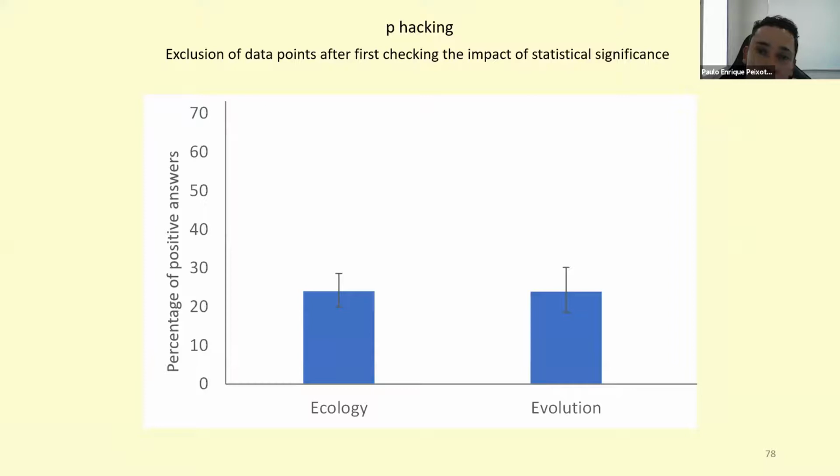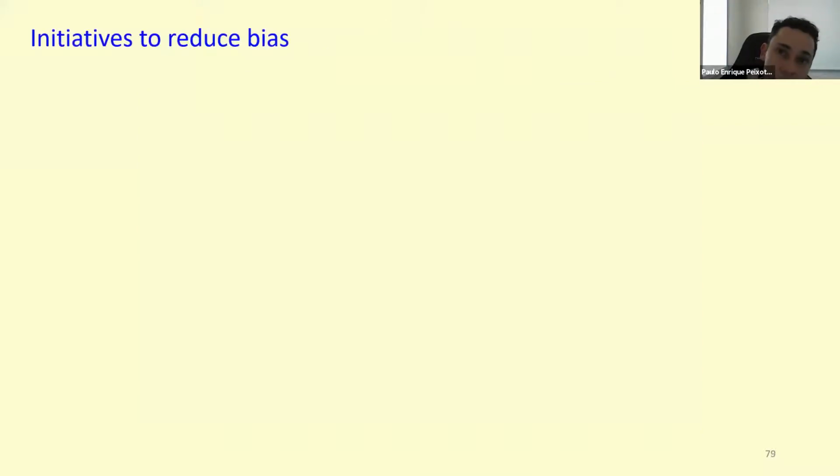So again, this means that to publish an article, we may be doing science in the wrong way. And this is a big problem, okay? Because if we want to provide explanations for different phenomena, we are producing false explanations, okay? I hope you are able to see this because this is very worrying, okay? And also, there are a lot of researchers that have worries about this, and we have some initiatives to reduce this type of bias.